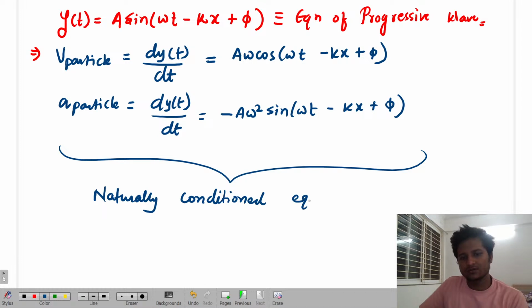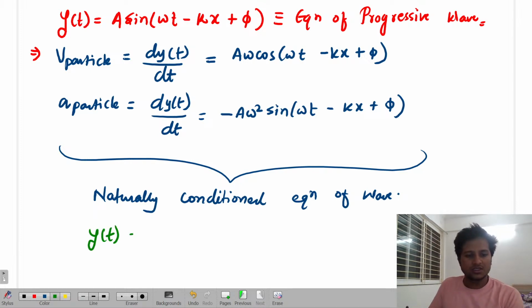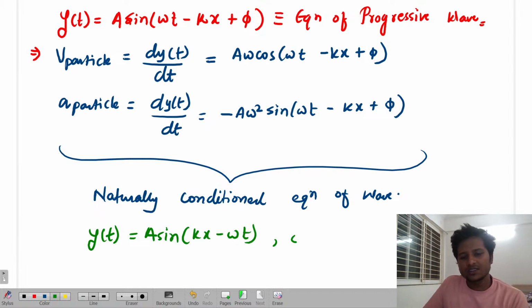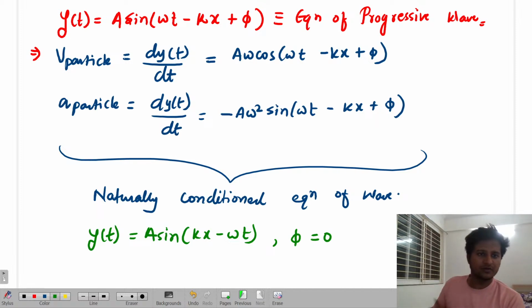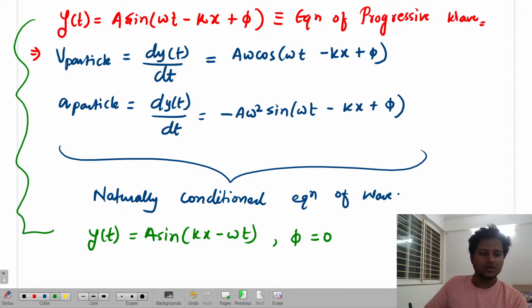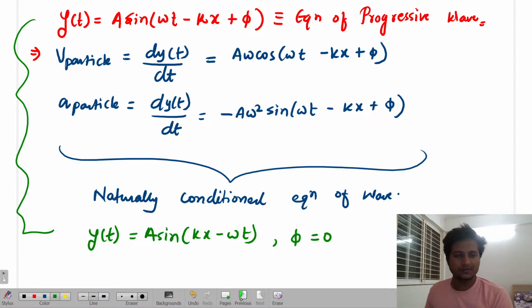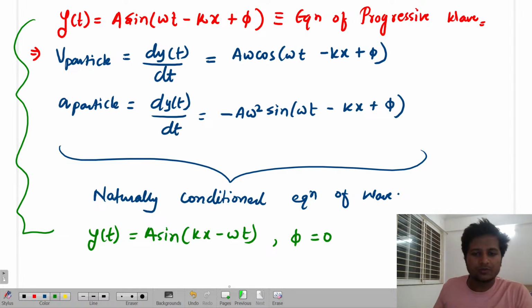But you see, in the books, every book will say that the equation of wave is not this. It is written as a sine of kx minus omega t. I'm considering the initial phi to be 0. If I write the initial phi as 0, it's not omega t minus kx, but kx minus omega t. Then what's the difference? Oh my goodness, that's a big logic over here, isn't it? So let us see which one we have to utilize.